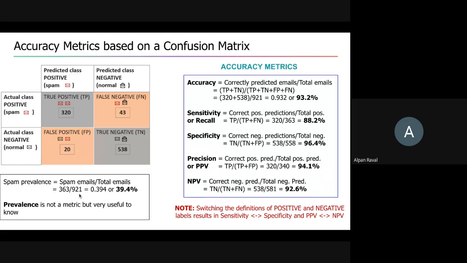How did I find the total number of spam emails from this table? The first row, right? It's the actual spam emails, 320 plus 43. Yes. So that gives me 363. 363 divided by 921. That tells me the prevalence of spam in this data set is 39.4%. And this is very useful to know for your data set typically. Okay, if this is clear, then I'm going to move on.